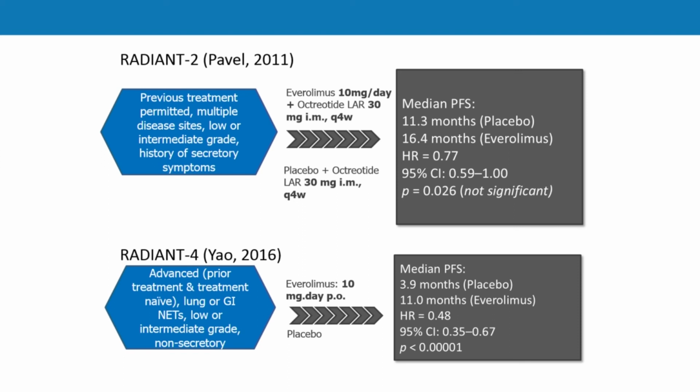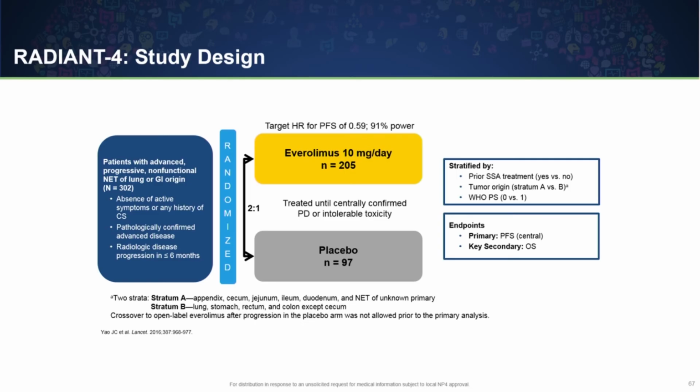RADIANT 2 was done first. It showed a prolongation of PFS, but was not statistically significant and was not further developed for patients with symptomatic neuroendocrine tumors. And then RADIANT 4 came, and they took out the patients with the carcinoid syndrome, and there they found that the PFS was 11 months versus 4 months, and this was statistically significant, and this subsequently led to the FDA and Health Canada approval.